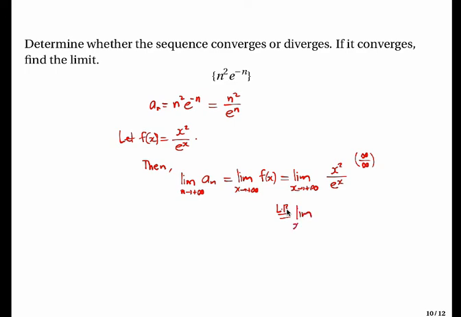So this is the limit as x approaches plus infinity. You have your 2x in the numerator. In the denominator, you still have e to the x. And this is still infinity over infinity. So we apply L'Hopital's rule again. And this is equal to the limit as x approaches plus infinity of 2 over e to the x. And this one is not an indeterminate form. We have here 2 over infinity as x approaches infinity, which means that this is equal to 0. And therefore, this sequence here is convergent.